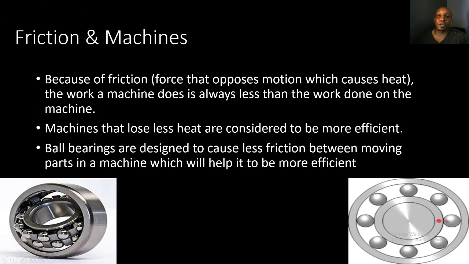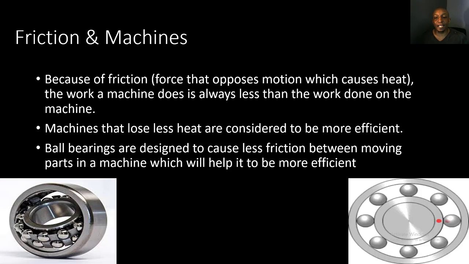Let's take a look at friction in machines. Because of friction, which is the force that opposes motion, which causes heat, the work a machine does is always less than the work done on the machine. Machines that lose less heat are considered to be more efficient. So this makes sense because if a machine can lose less heat, that means it's not having as much friction, which makes that machine work that much better, that much faster, and makes it ultimately more efficient.